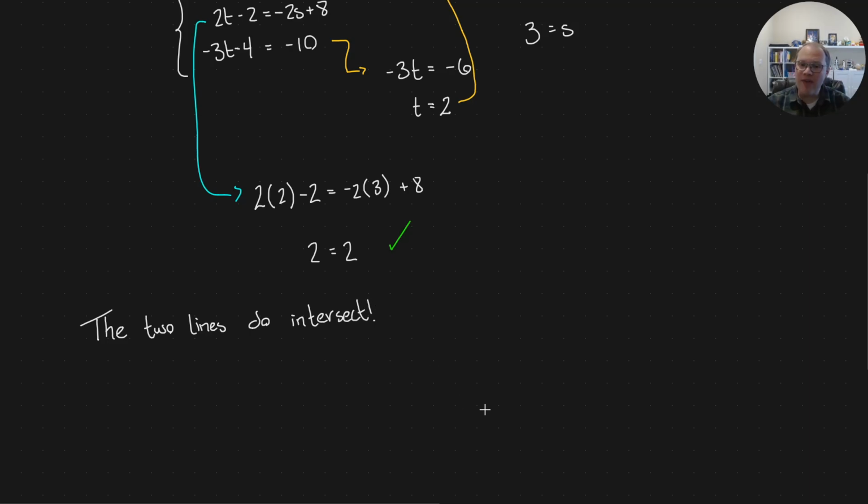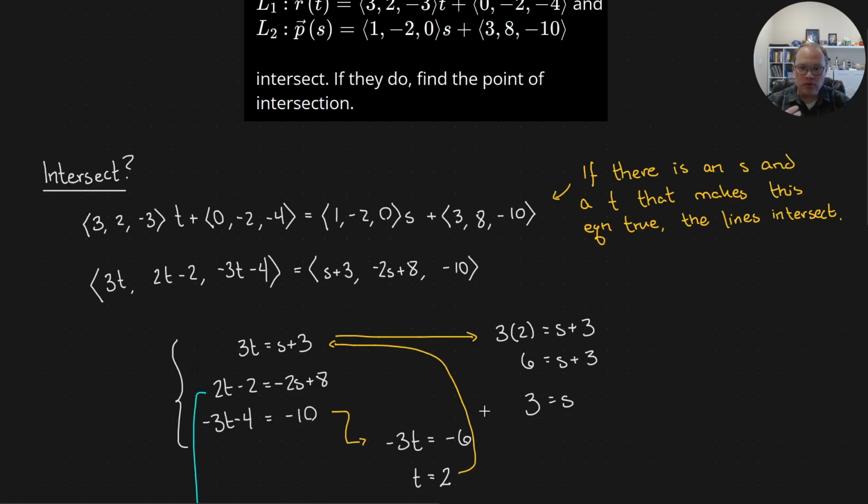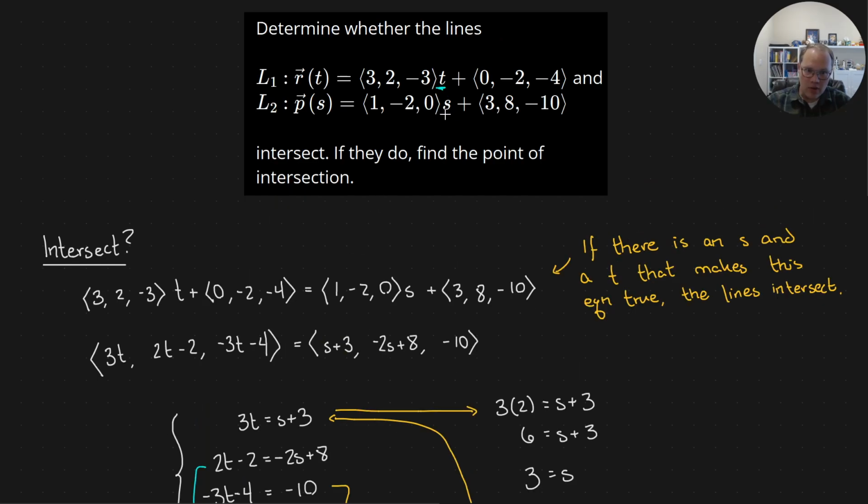Notice, though, that we haven't found the point of intersection yet. We found s and t. Those are the parameters. They don't tell me immediately what the point is. They tell me the value I need to plug in to get the point. They tell me at what time these two lines cross. If we think about this as a particle moving along the line, then for the first line, the particle gets to the point of intersection at time t. For the second line, if we think about that line as the motion of a particle, that particle gets to the point of intersection at time s equals 3.